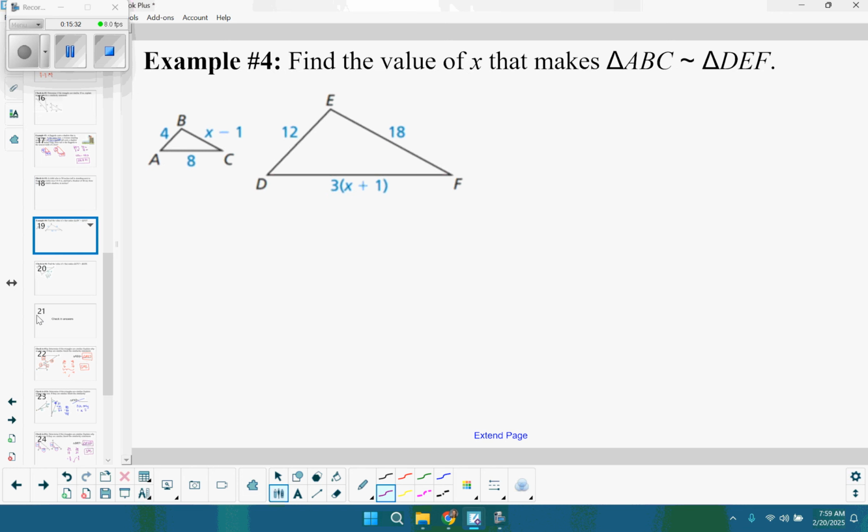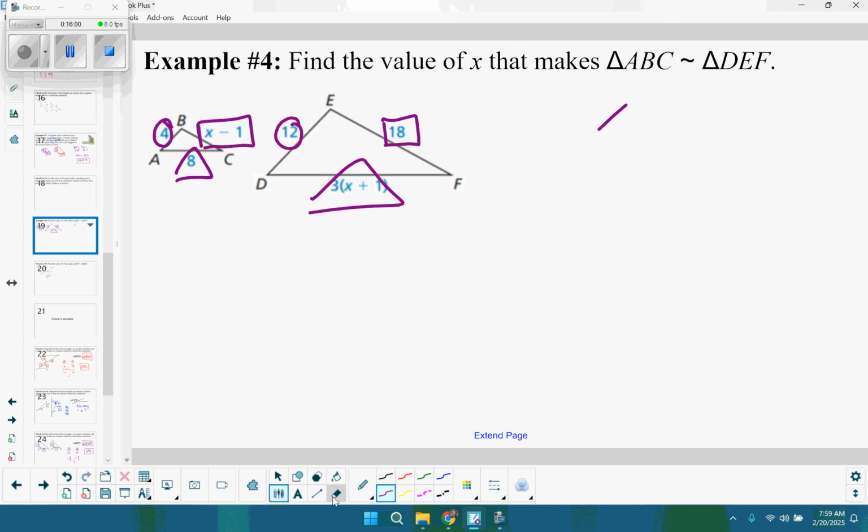For the final problems, we're going to use the similarity statement much like we did in section 8.1 to know what parts go together and set up proportions to solve. So AB matches with DE, BC matches with EF, and then our last sides would match as well.